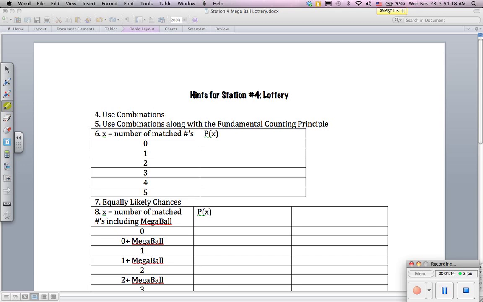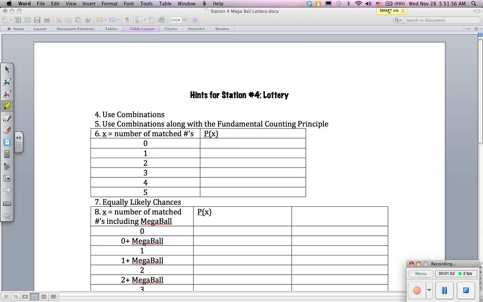So the row that has a 0 in the x column refers to not matching any of the 5 numbers. So the question is, what's the probability of not matching any? And then row 1 is saying, what's the probability of matching 1, and so forth. When you get to 4, you've already computed the probability of matching 4 numbers in question number 5. So your answer to question number 5 will just go in that row.